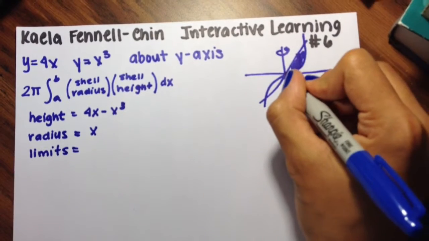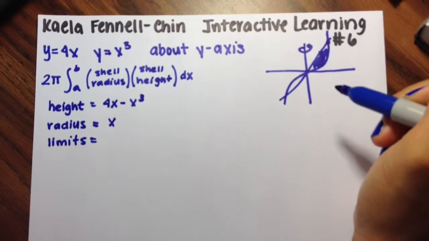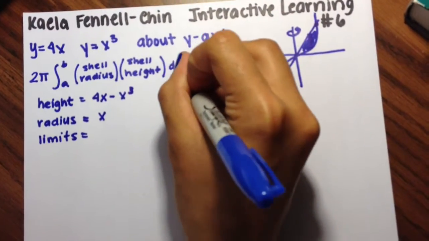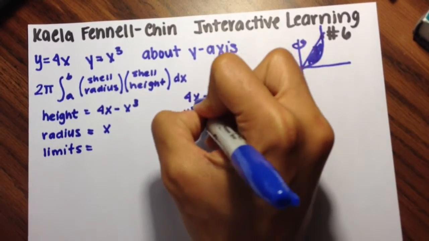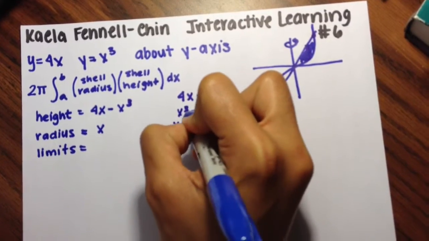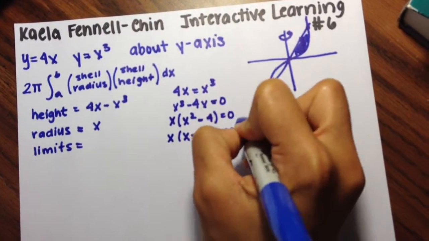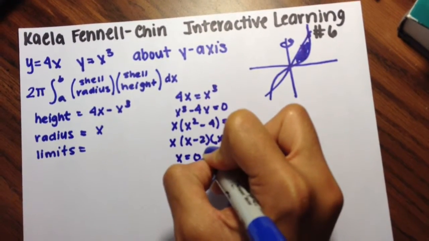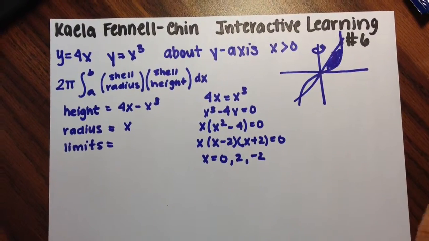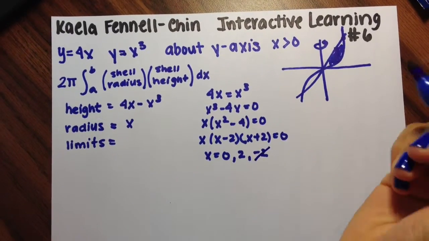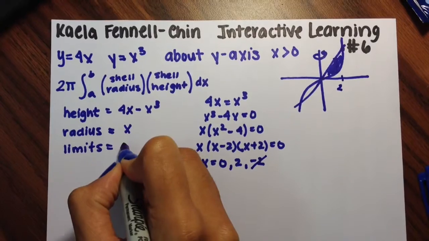Then our limits: how far we're going to go. Since we're in respect to x, we want to go from here to this point, so we need to find the x value of that point. To find it, we find where these two functions intersect, so I'll set them equal to each other and solve for x. Pull out an x and you get x squared minus 4 equals 0, which simplifies to x minus 2, x plus 2 equals 0. So x is equal to 0, 2, or negative 2. From the problem, x is positive, so the negative 2 point doesn't matter to us. The functions intersect at 0 and at 2, so our limits are from 0 to 2.